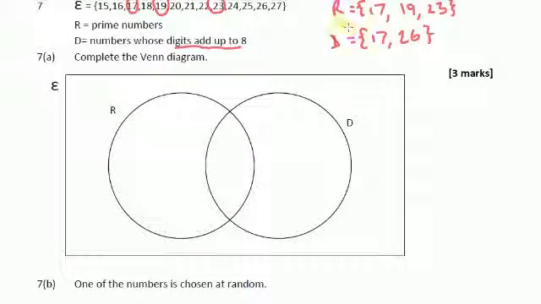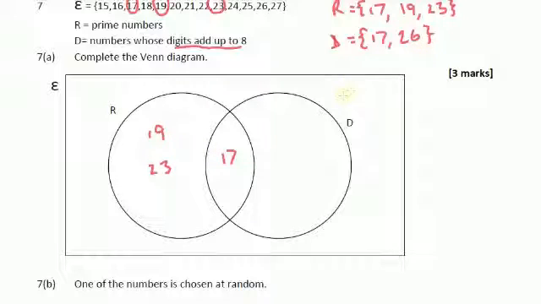So, how do I place these now? Here, 17, I notice, belongs to both sets, R and D, so that's in the intersection. What else do I have? I got 19 and 23 are the other prime numbers, so I can put those in R.